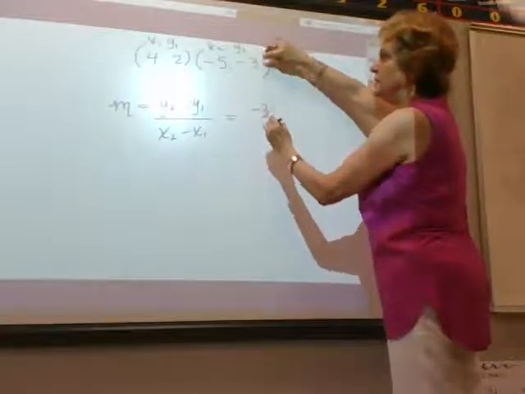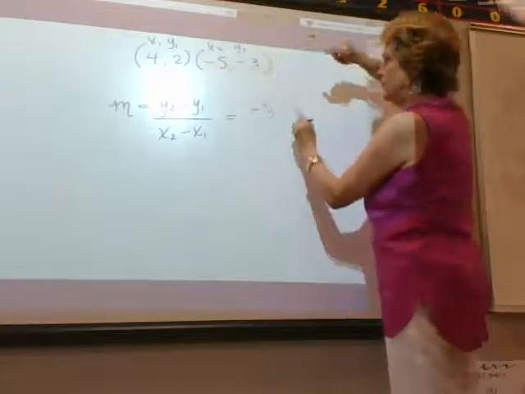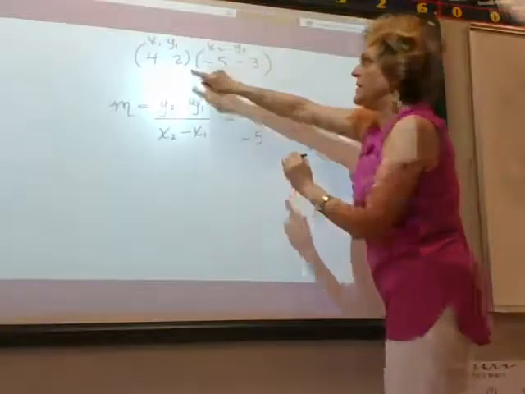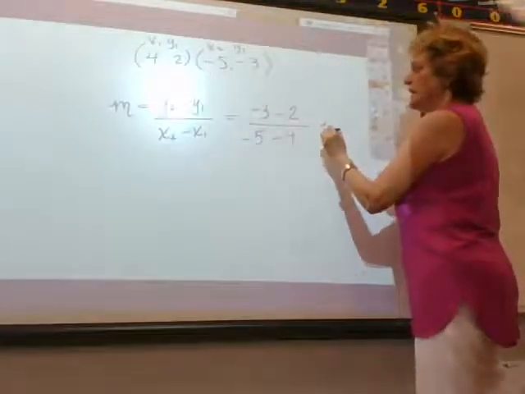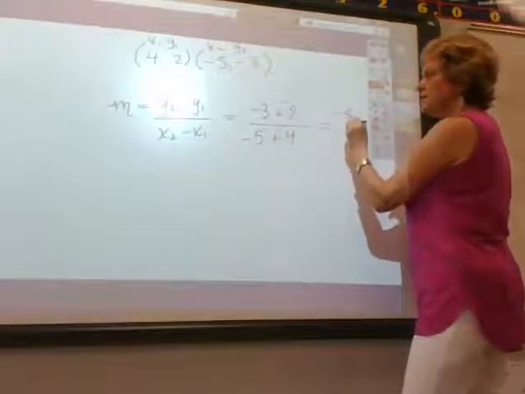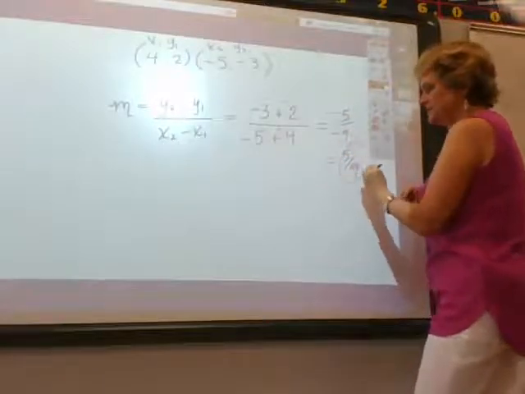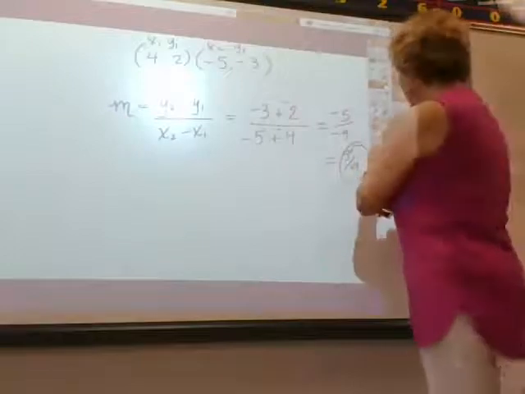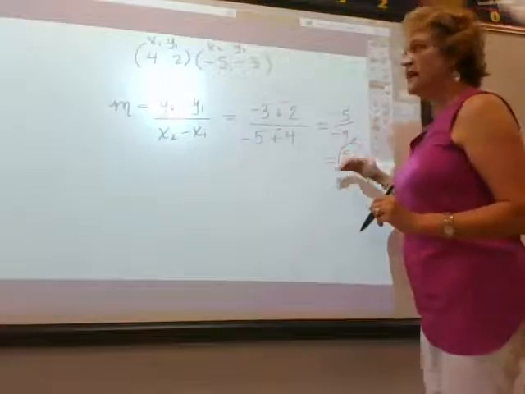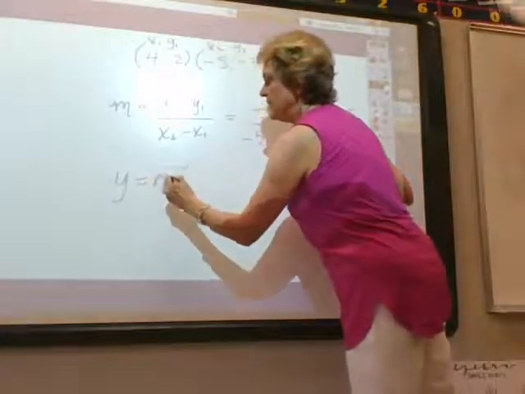So -3, I'm going to plug in -3, take away y1, okay? Over x sub 2, take away x sub 1. All right, so adding the opposite, I would get a slope of -5 over -9, which is 5/9, right? 2 negatives makes a positive, so we want to make sure that we clean it up. All right, now that we've found the slope, I'm going to plug into y equals mx plus b.